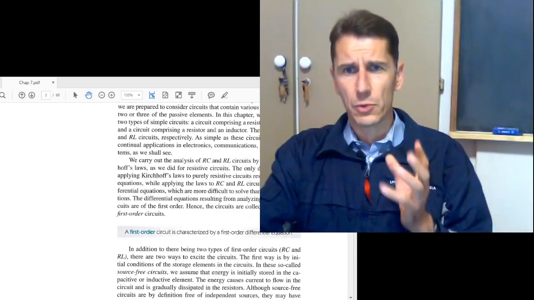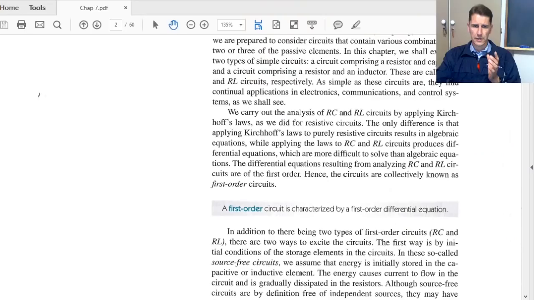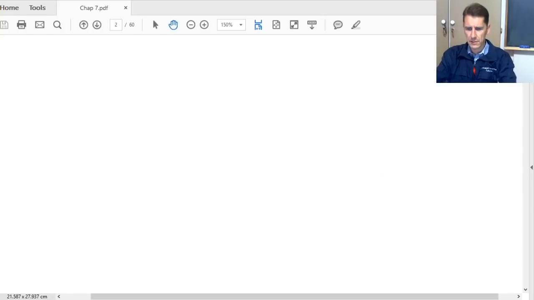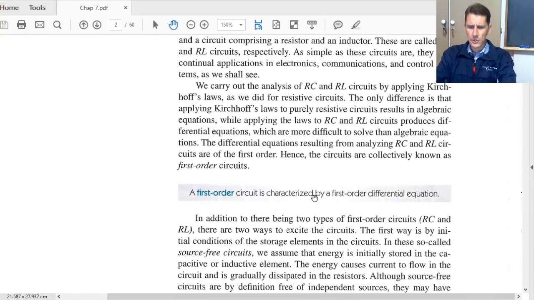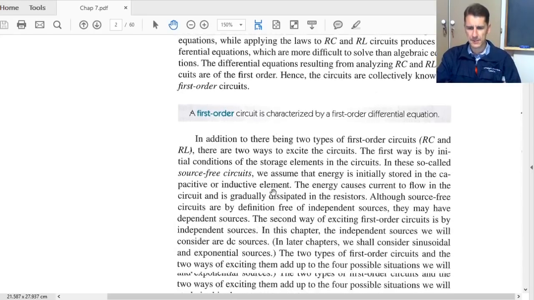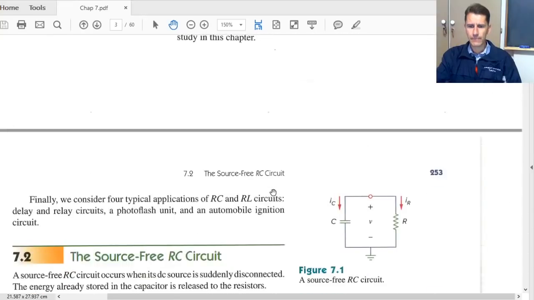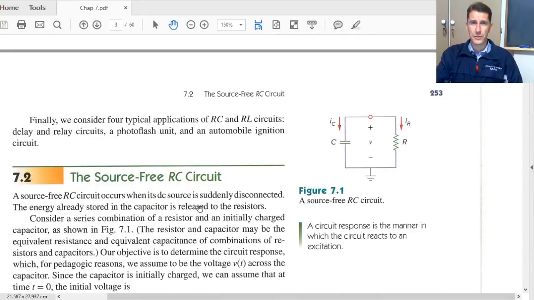Now, an R circuit with just a resistor is a first order circuit. Including an RC and RL circuit is going to give us what's called a first order circuit, and we'll see when we get to the differential equations. We're going to do first order differential equations here and then second order differential equations in chapter 8, so hang in there. Right, so let's start with the easy one, an RC circuit.